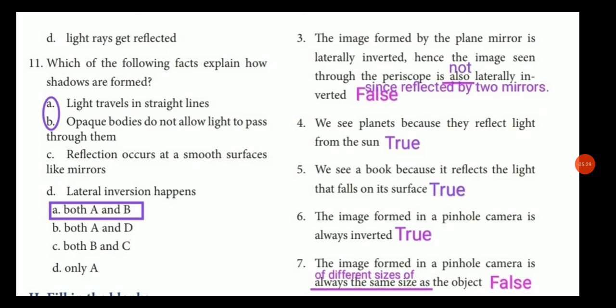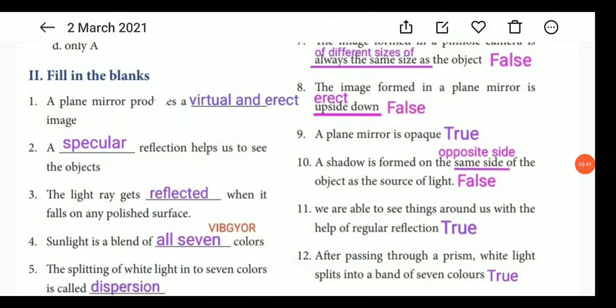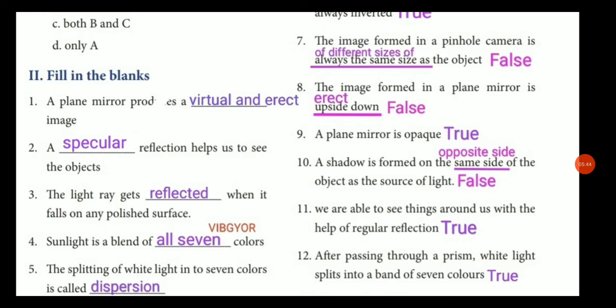True. Fifth one. We see a book because it reflects light that falls on its surface. True. Sixth one. The image formed in a pinhole camera is always inverted. True. Seventh one. The image formed in a pinhole camera is always of the same size as the object. Is it the same size in a pinhole camera? No. So underline 'always same size' and write 'of different size from the object'. Answer is false. Eighth one. The image formed in a plane mirror is upside down? False. In a plane mirror the image is erect, straight, just as we are.